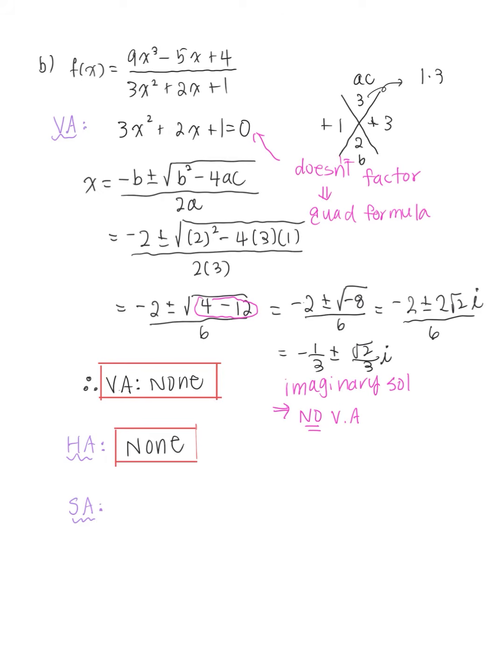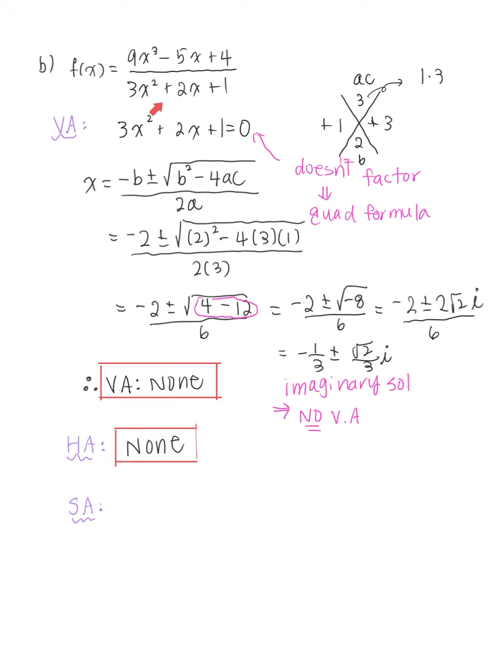Now let's find the slant asymptote. So in this case, again, we need to divide the numerator by the denominator. Now, unlike the previous example, remember the previous example was much simpler because the denominator was given by x plus 3, so therefore you were able to use synthetic division. However, for this problem, we cannot. So we actually have to do a long division.